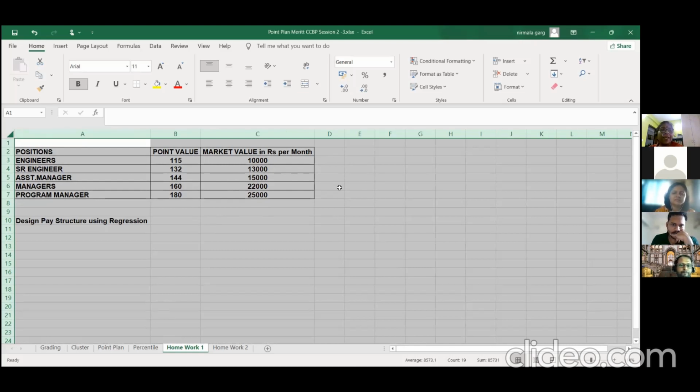And then with the pay line salary, what will you do? Then you will categorize. If you recall, I talked about categorization even in the ranking method. That means if jobs like 115, 132 are similar, then put them under one band. Or even a 144. But here, at best you can have 2 bands. Okay, so this is homework 1.